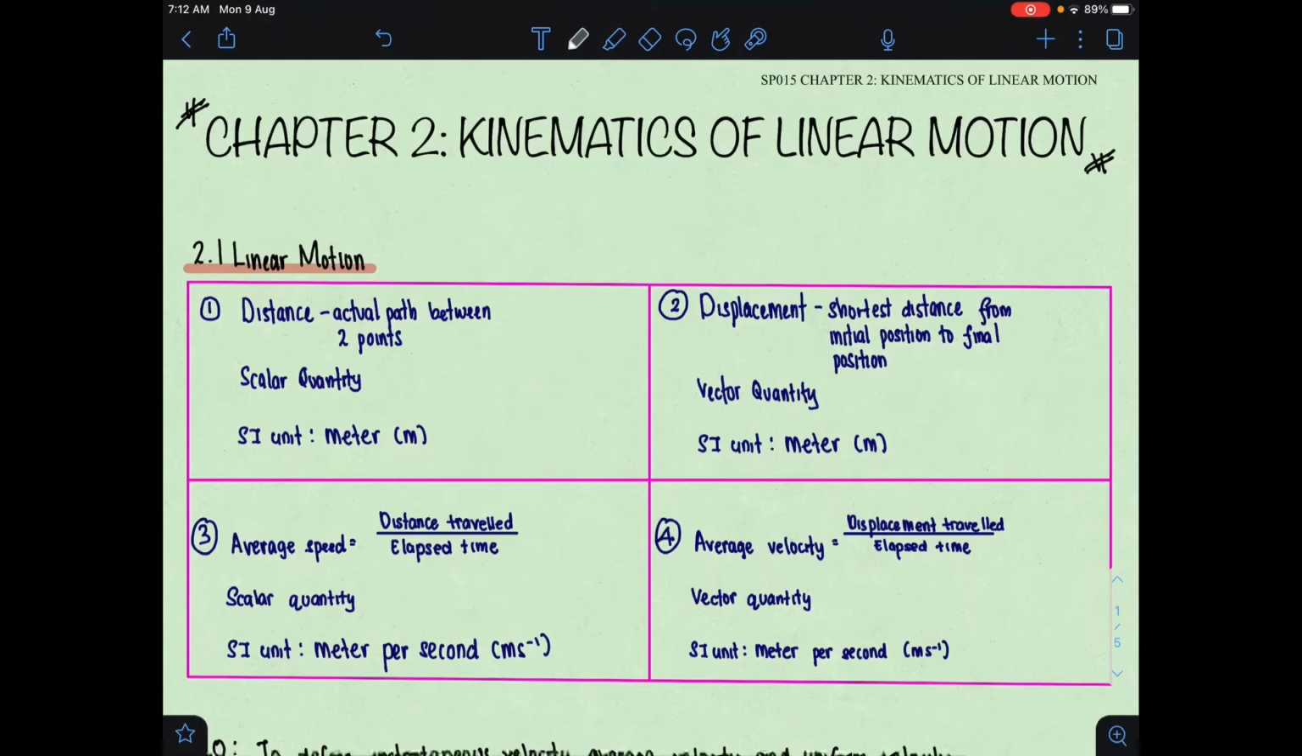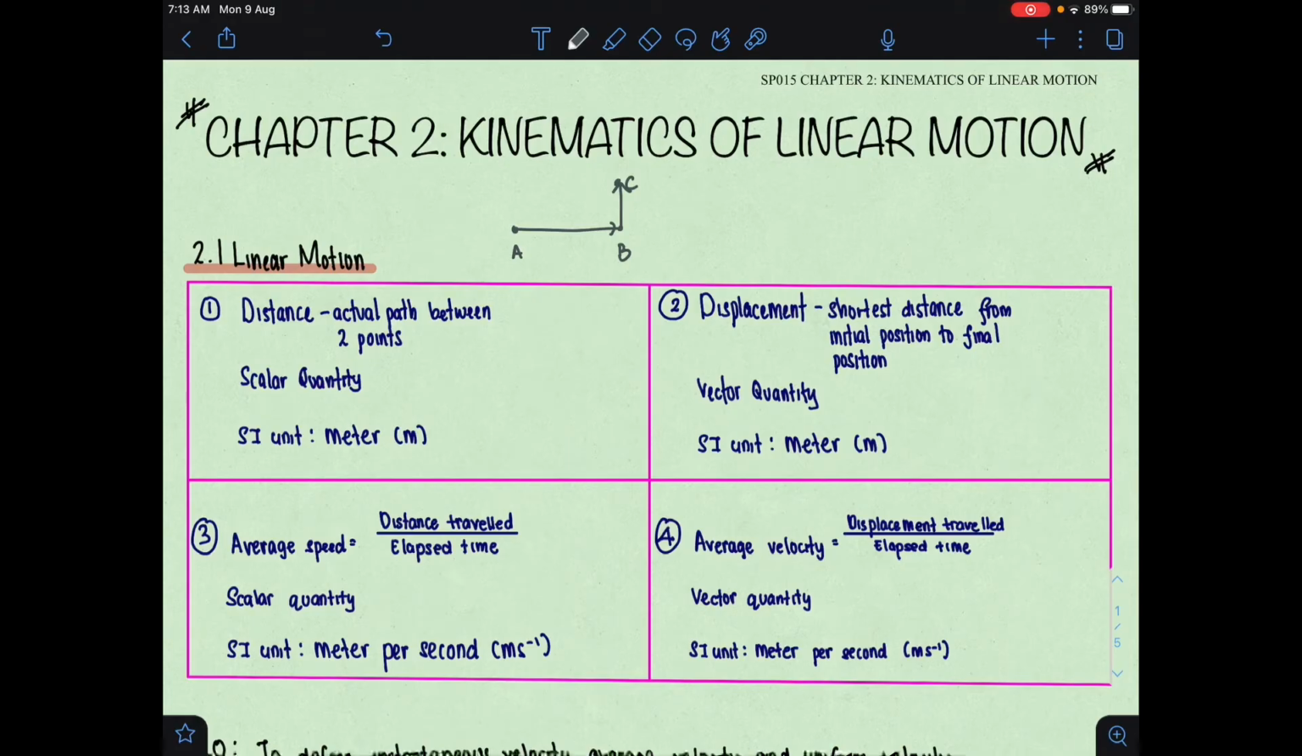But before that, we'll do some recap on our prior knowledge here. Okay, the first thing that we're going to look at is the distance. So as you can see, distance is the actual path between 2 points. So this is actually the definition of your distance. Let's say you have point A, point B, and point C. So what you did was you started your journey from point A, you went to point B, and then from point B you went to point C.